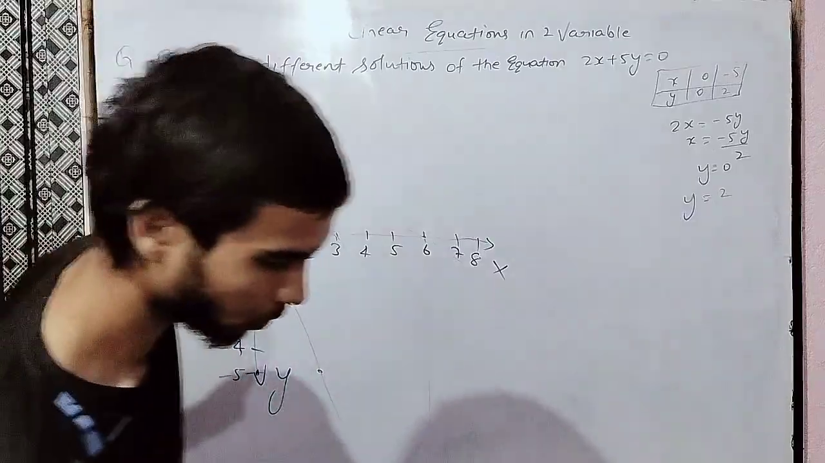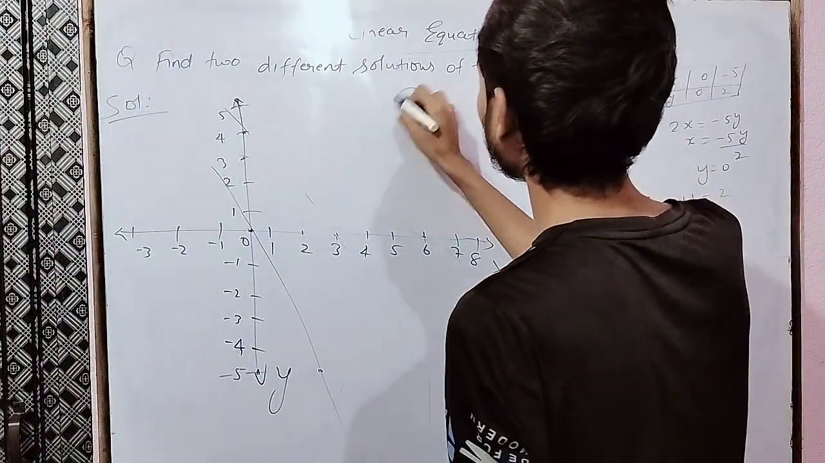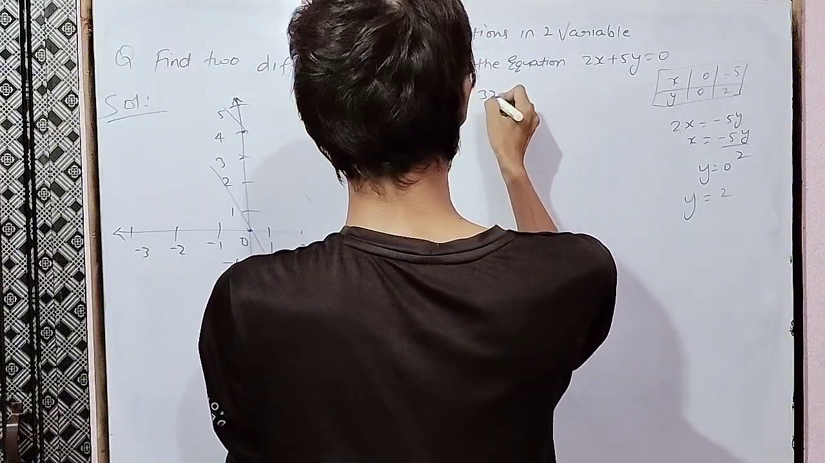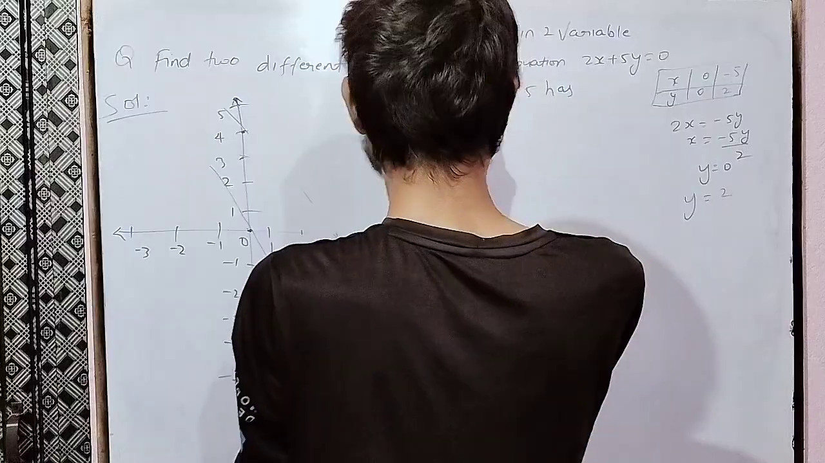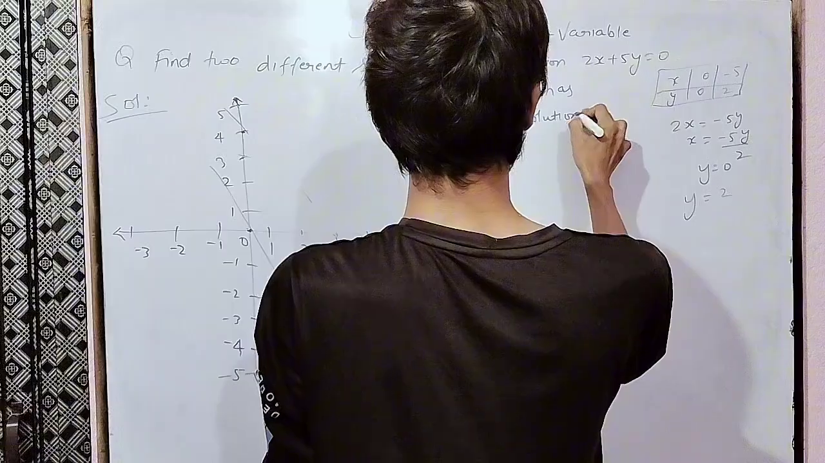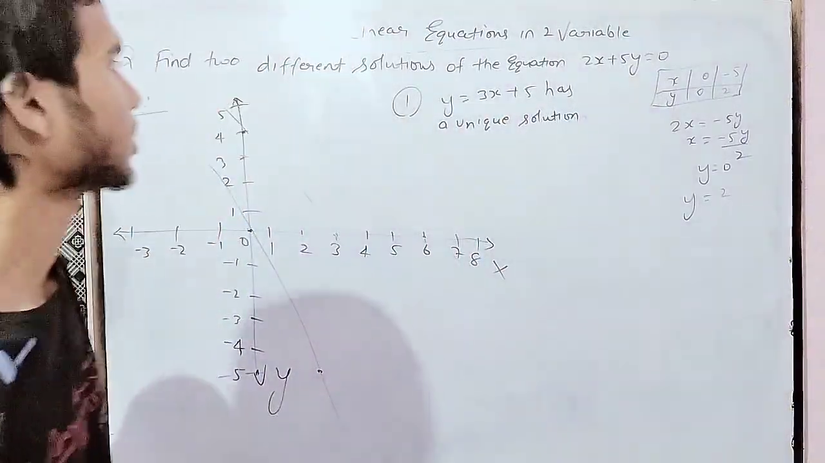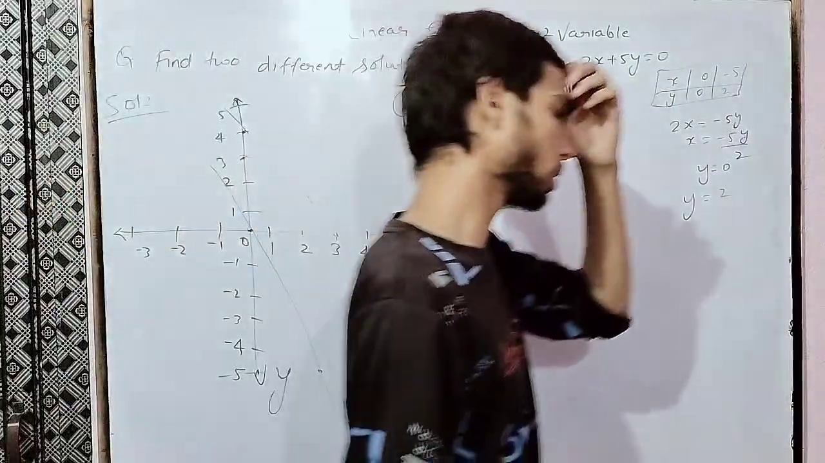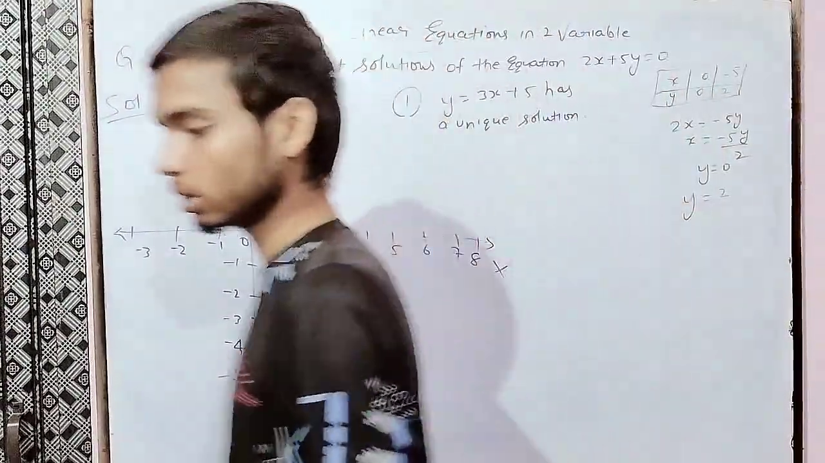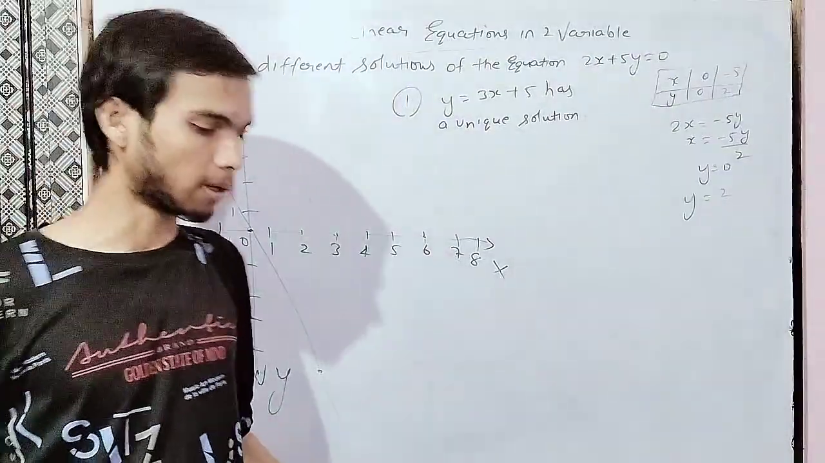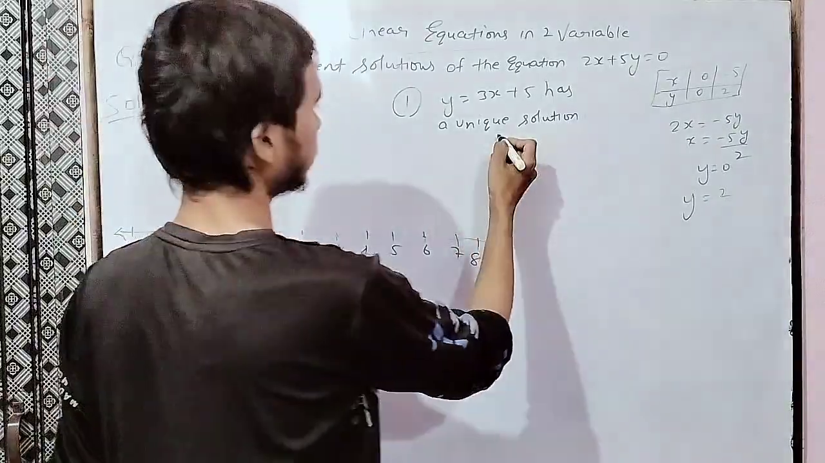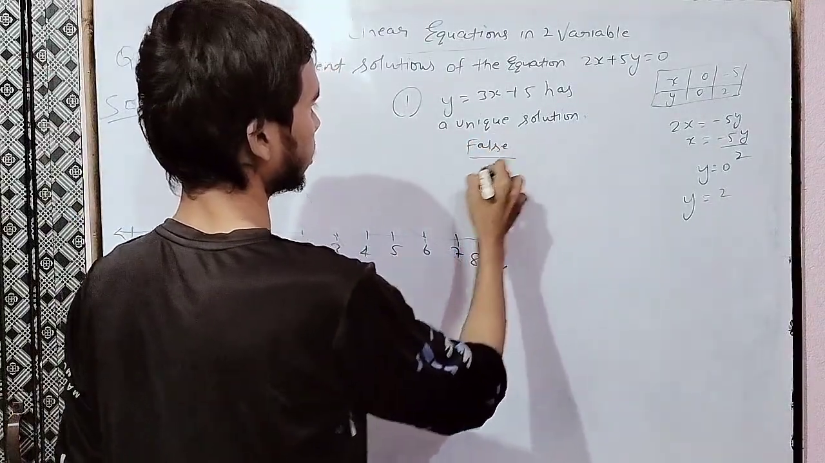We have some questions. The first question is saying you have to tell whether the given statement is correct or not. y = 3x + 5 is a linear equation. It has a unique solution. Unique means one solution. But as we understood, a linear equation does not have limited solutions; rather, it has unlimited solutions. So this statement is false. Clear?